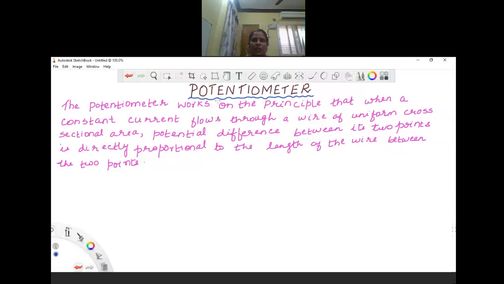So here the principle of the potentiometer is given. First, before we go into detail about the principle, I want to explain this potentiometer. This potentiometer consists of a 10-meter long wire, and that wire is made up of either manganese wire or constantan wire. Normally, we use manganese or constantan wire because of its low temperature coefficient of resistivity.